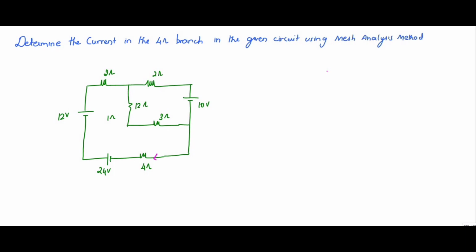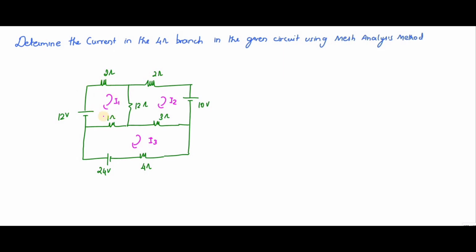in the given circuit using the mesh analysis method. First we need to find how many meshes there are. Let me take this as one mesh, I1, this as I2, and this one as I3. Since we have three meshes, we can have three equations for this circuit.